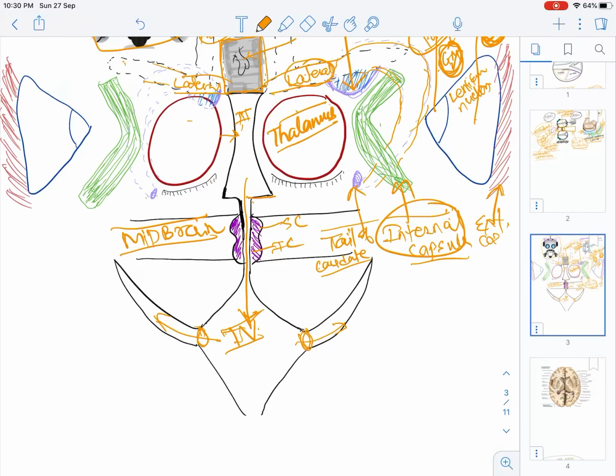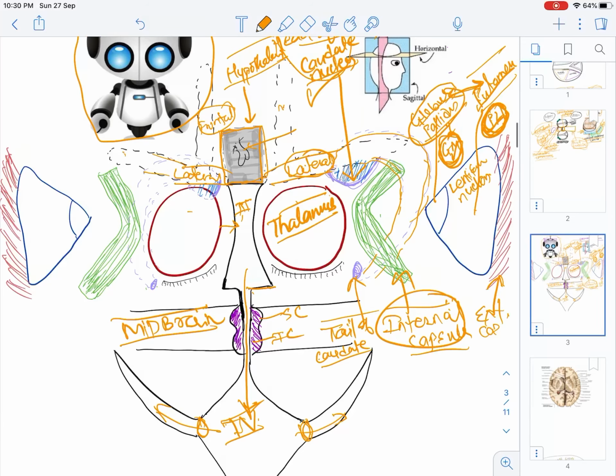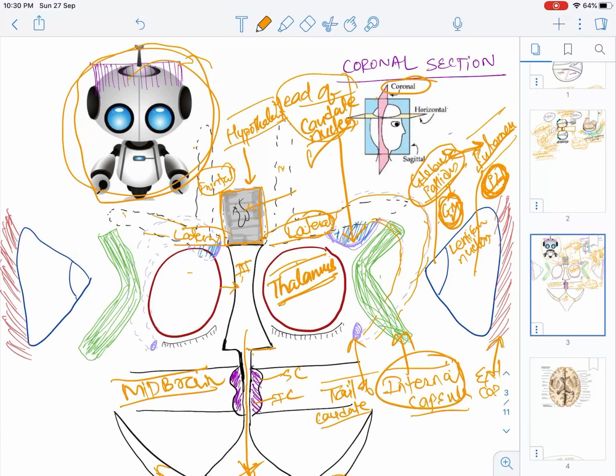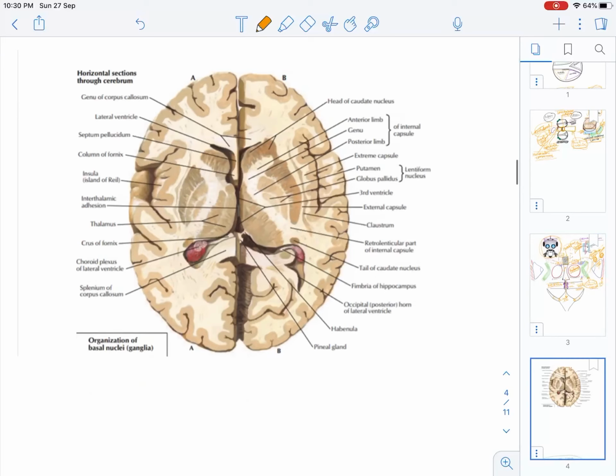So this is a complete structural relations of the thalamus. So remember this. I have just taken it as a reference. Now in the figure, in the brain section, you will identify it very readily. So these are thalami.